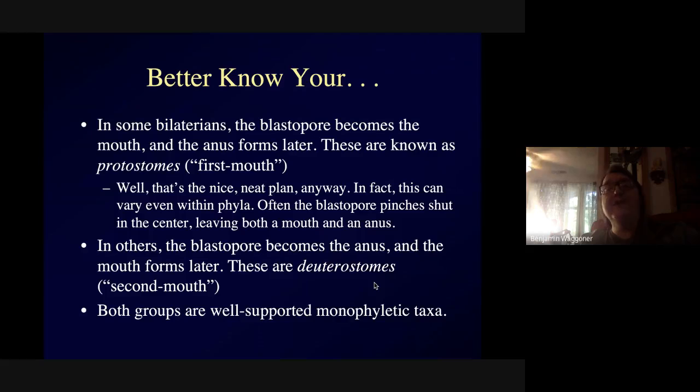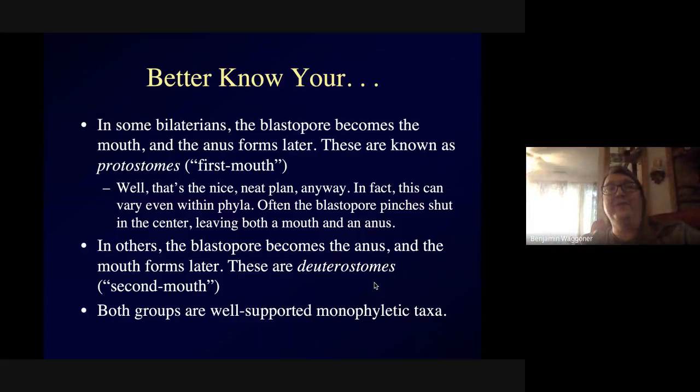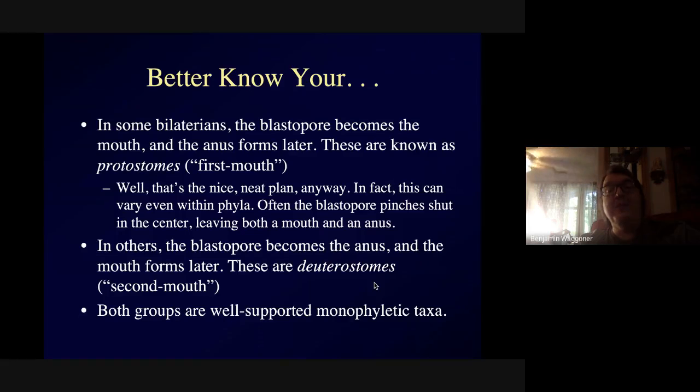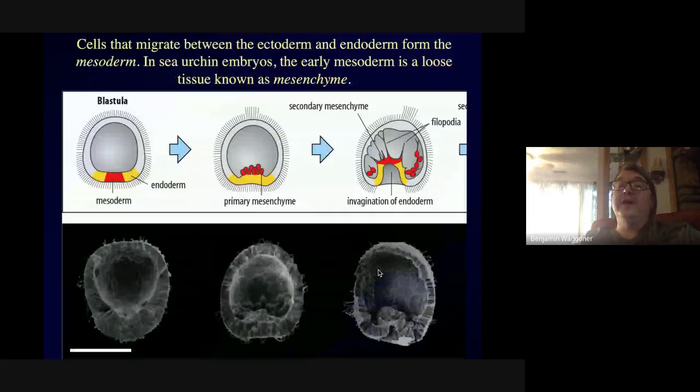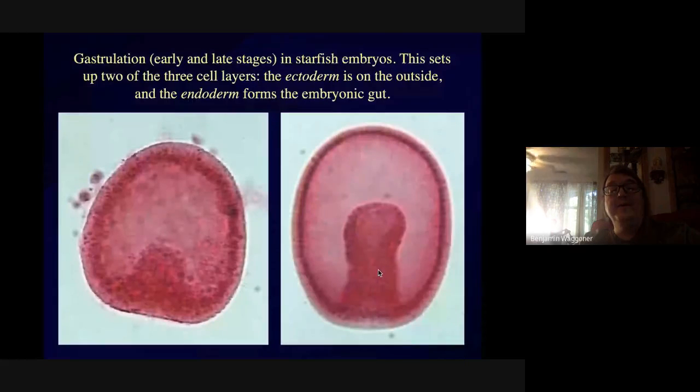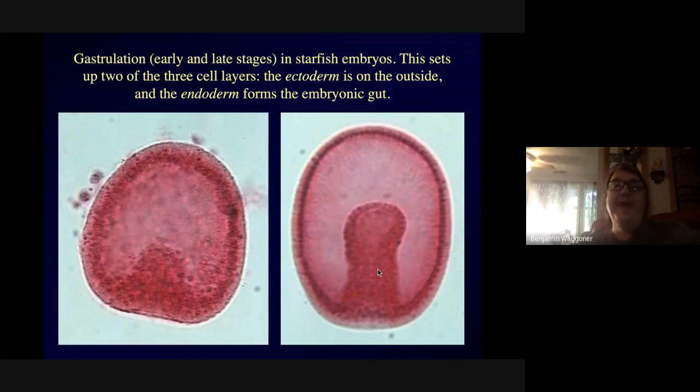Both of these groups are very well supported monophyletic taxa. There's a lot of DNA evidence and some other anatomical and structural evidence supporting the hypothesis that all deuterostomes come from a unique common ancestor, and all protostomes come from a unique common ancestor. Since starfish are deuterostomes, that means that dent down there on the lower side of both pictures is going to become the anus, and the mouth will break through later on.